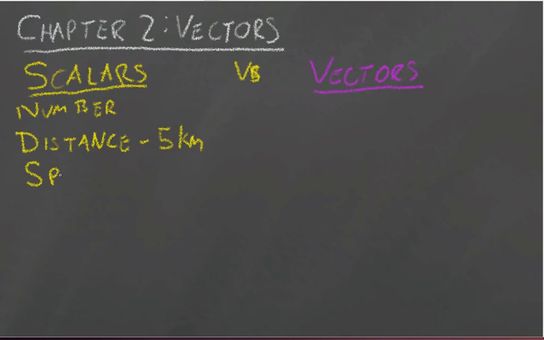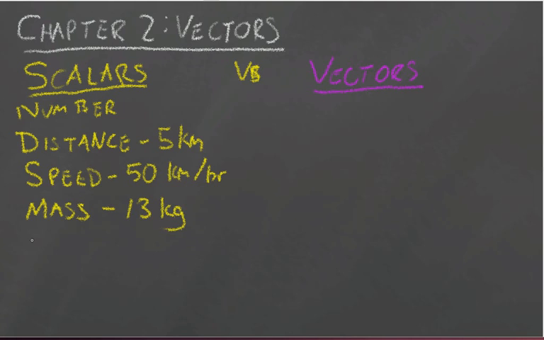Speed. So like 50 kilometers an hour would be a scalar. Mass, right? So mass of like 13 kilograms would be a scalar. Temperature, so 25 degrees Celsius is a scalar.